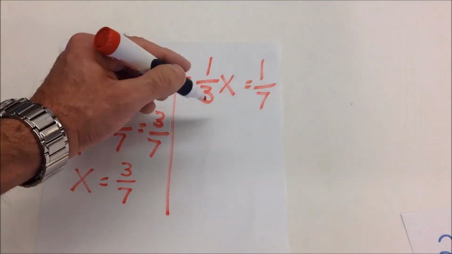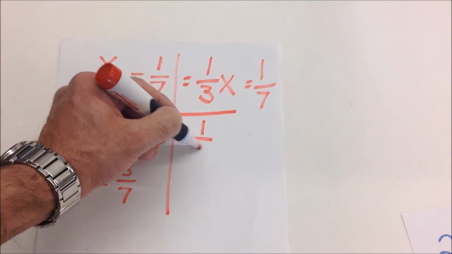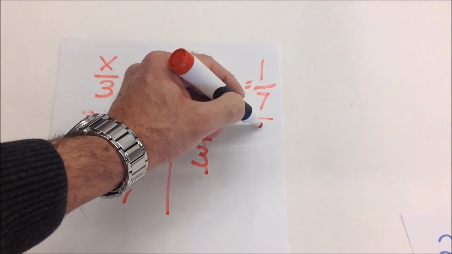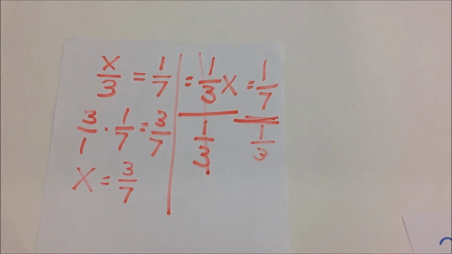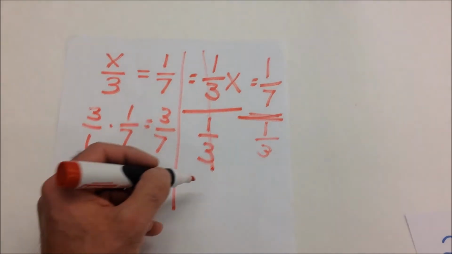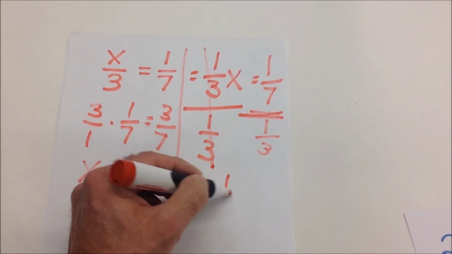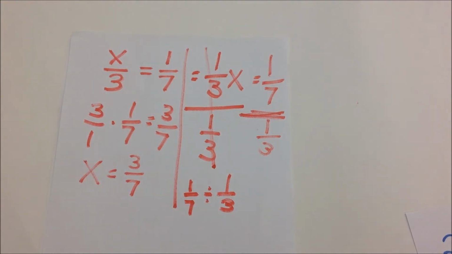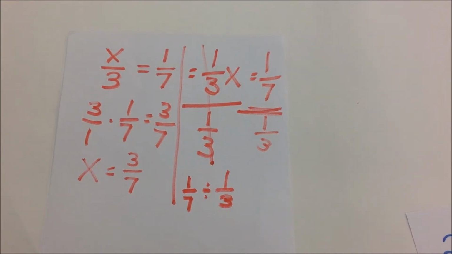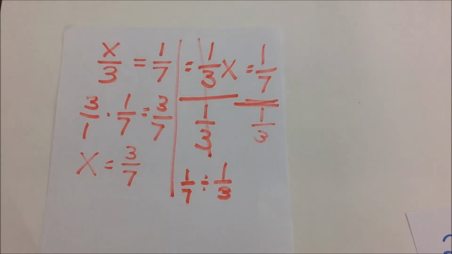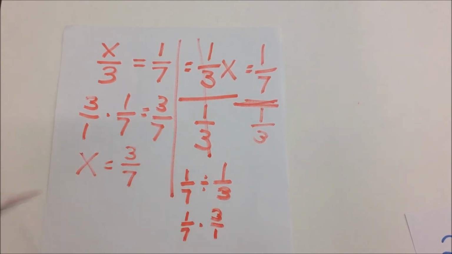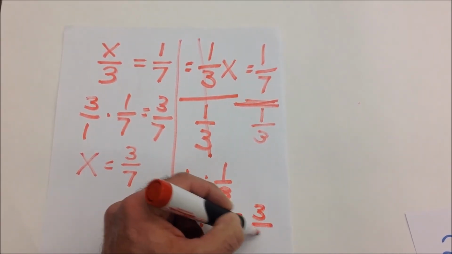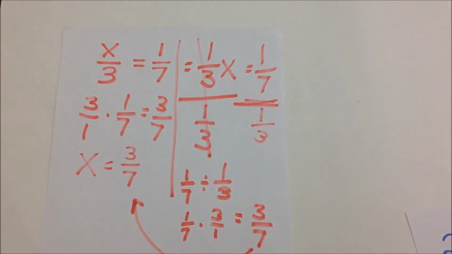The other way, we want to divide. We're going to make a complex fraction here. We're going to divide the 1/3. Whatever we do to one side, do to the other. Now we have 1/7 divided by 1/3. Remember, this is division. So what do we have? We have 1/7 divided by 1/3. Remember, in division, what happens? We want to flip the last fraction and make it multiplication. So this becomes 1/7 times 3/1, which equals 3/7. Same answer we had previously.